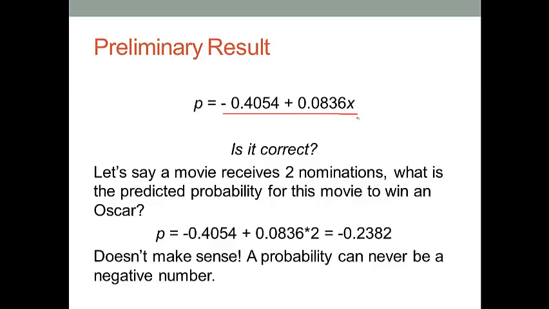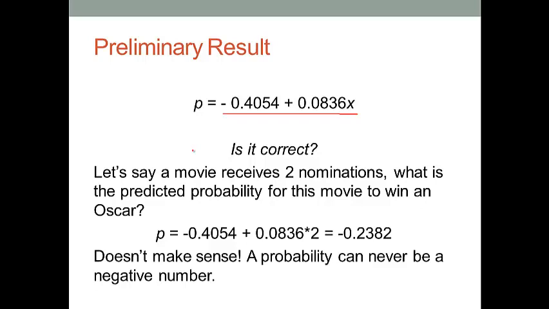Suppose we get the nomination for a new movie. That movie received 20 nominations this year. That movie had a fantastic performance. We replace x with 20. Then we use 20 times 0.083. We get a value 1.66. 1.66 minus 0.40. We get a value that is around 1.26. If we give 1.26 to p directly, that doesn't make sense because p can only hold the value that is between 0 and 1.